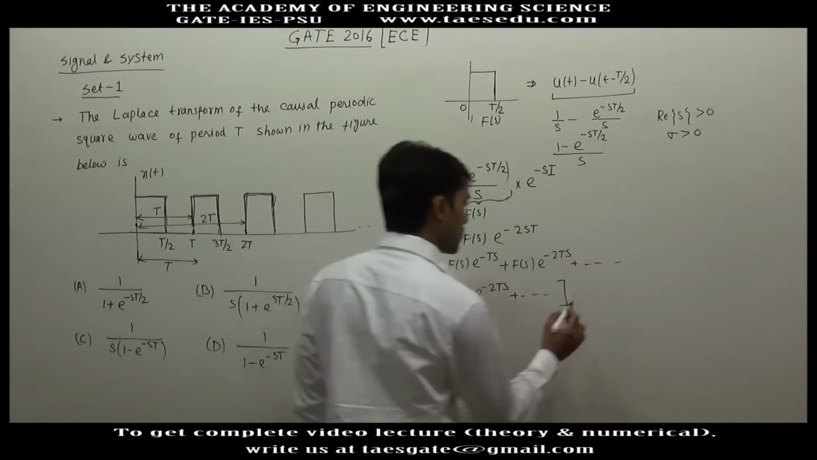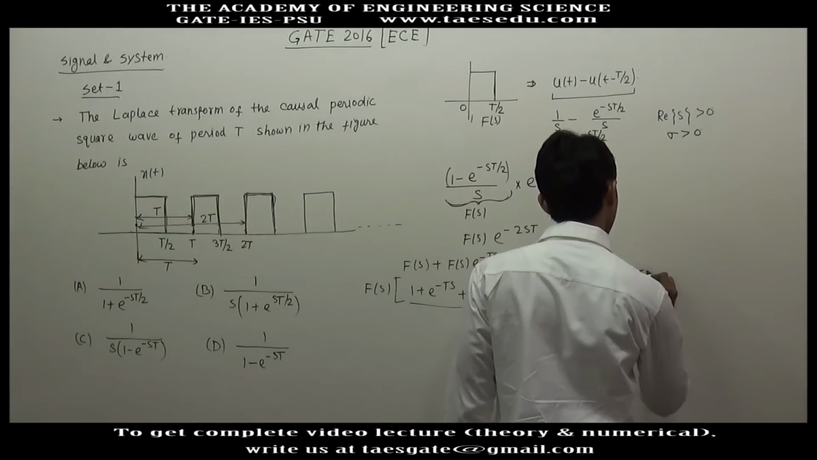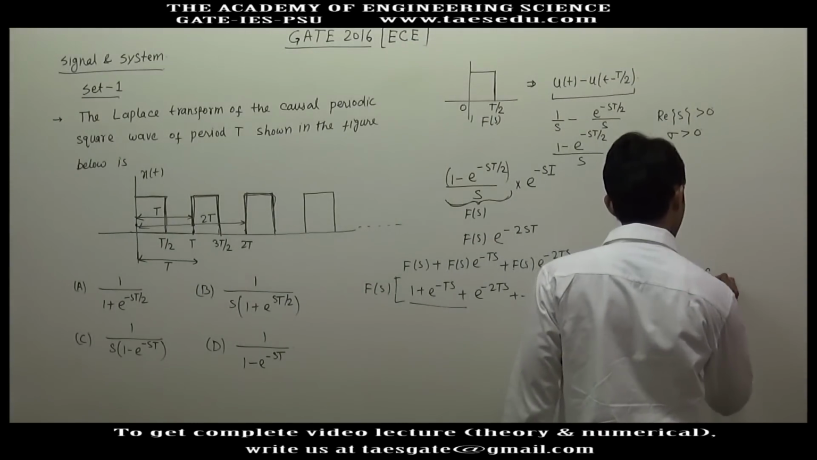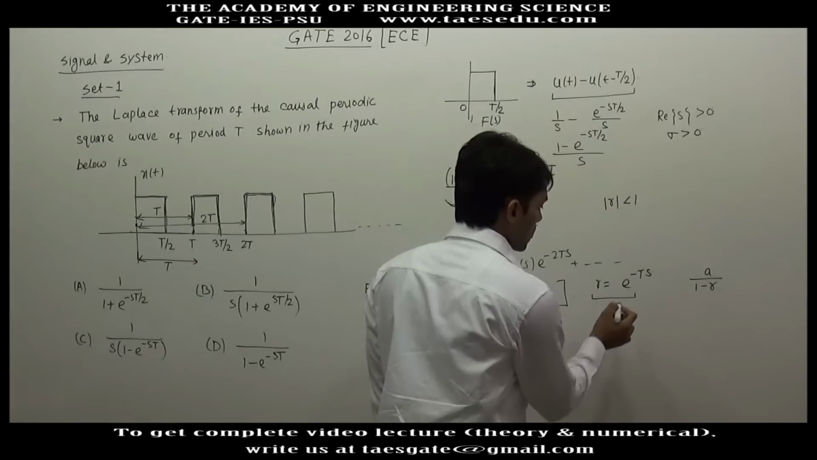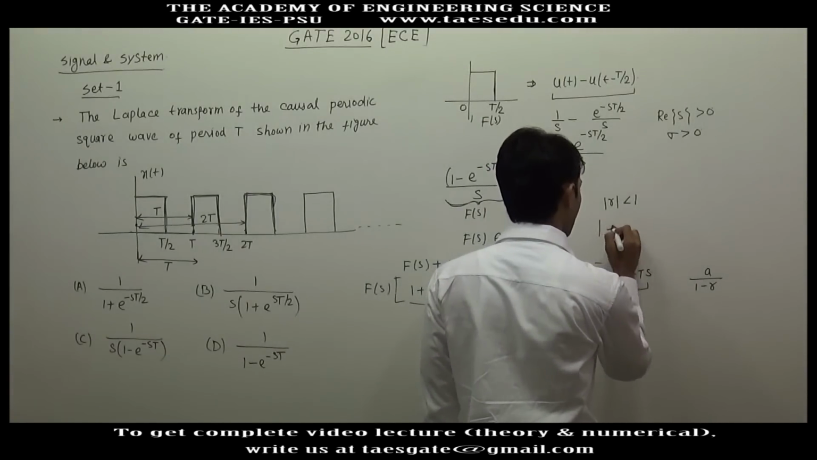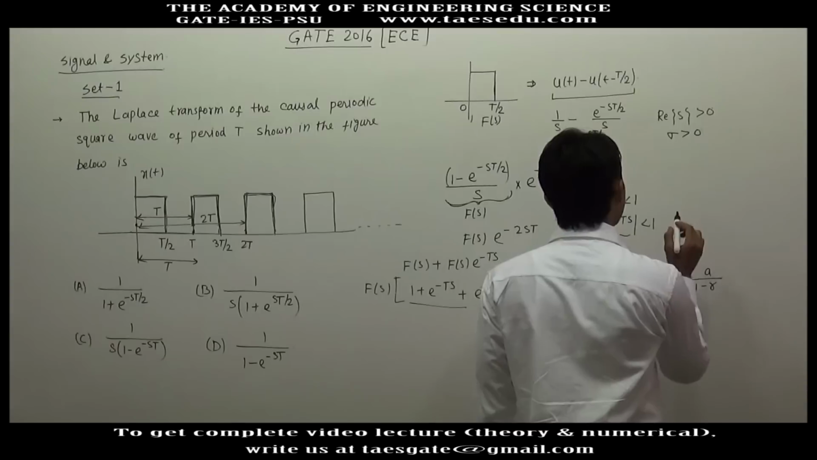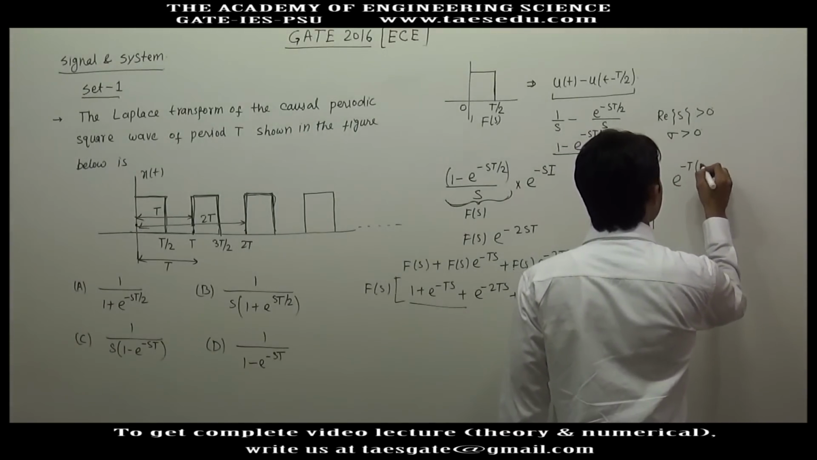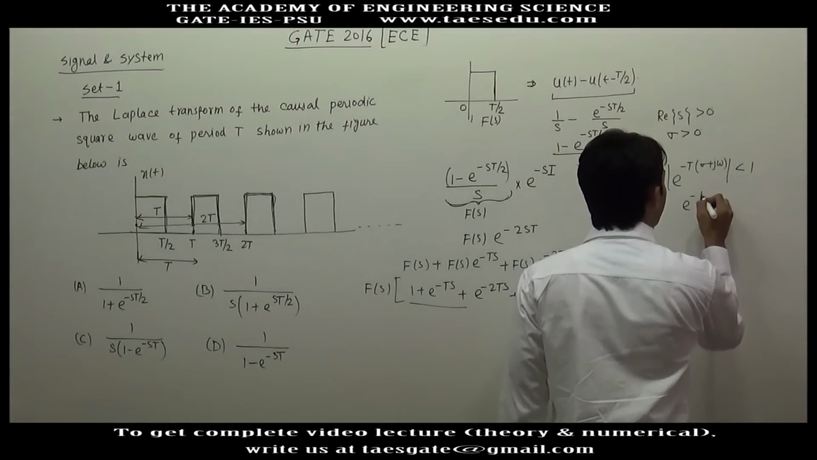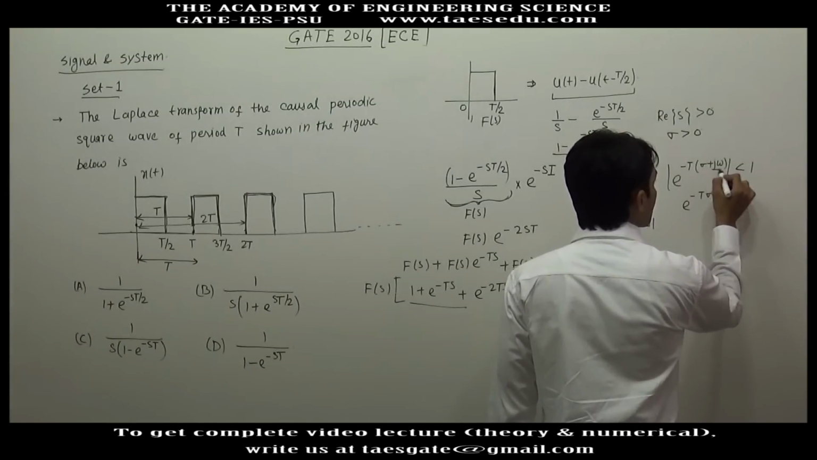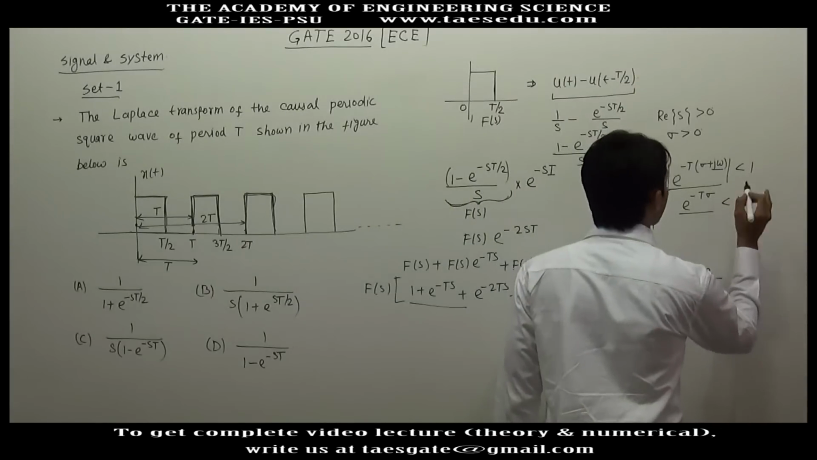So this is a geometric series, and the common ratio is e to power minus Ts. We can apply the formula: first term divided by 1 minus r, provided mod of r is less than 1. So r is e to power minus Ts, and mod of e to power minus Ts must be less than 1. With s equal to sigma plus j omega, the mod will give you e to power minus T sigma times e to power j omega T, whose mod is 1. So the mod of this quantity is e to power minus T sigma, and this has to be less than 1.